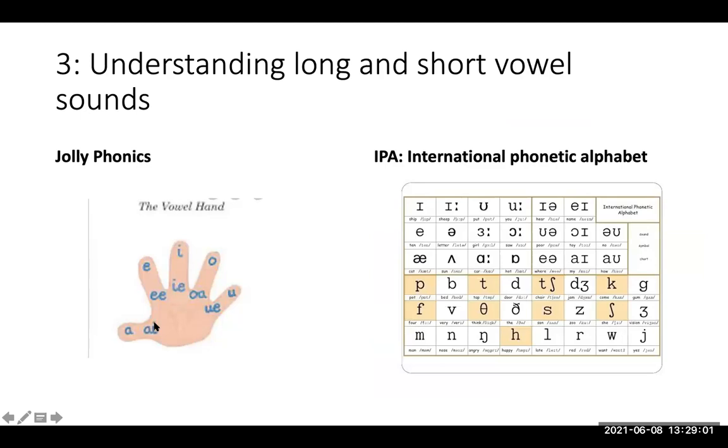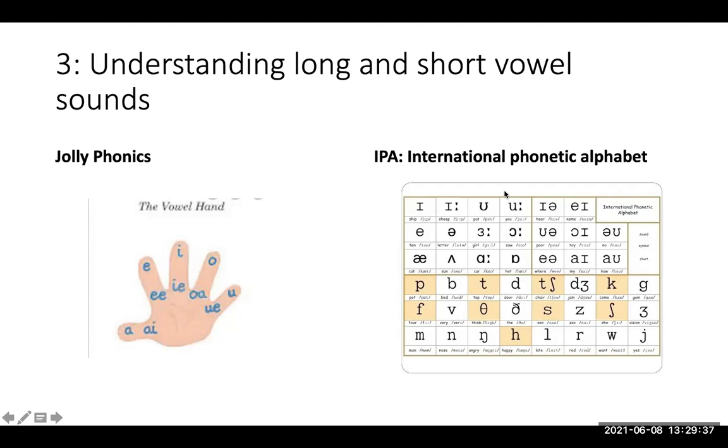Okay, so we can understand long and short vowel sounds through Jolly Phonics and IPA. In Jolly Phonics, we have this vowel hand. We can use several activities. We can use gloves, we can use handprints for this activity, and we can teach them that these sounds are different. Long vowel sound different hai aur short vowel sound different hai. Hum inko mix nahi kar sakte. Sometimes aisa hota hai ki short vowel sounds ko bhi a e i o u keh ke padha diya jata hai, jiski wajah se bahut zyada problem aati hai aur bahut zyada blockage hoti hai three letter words mein.